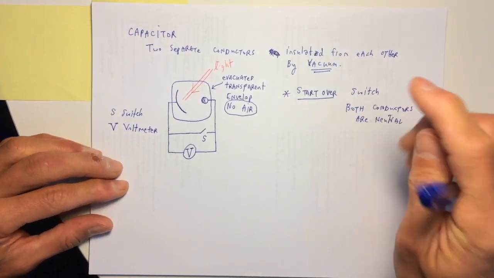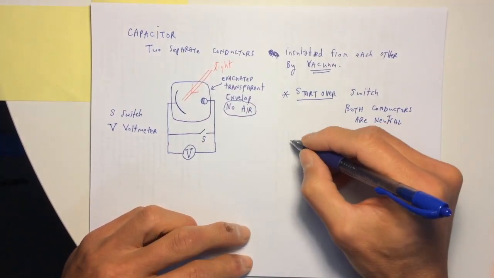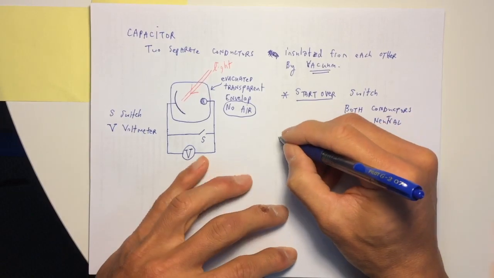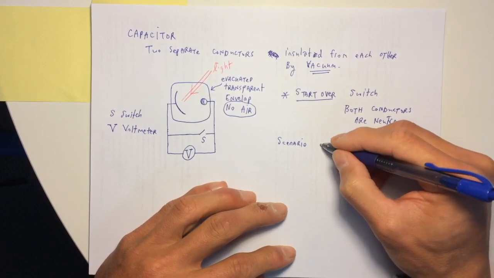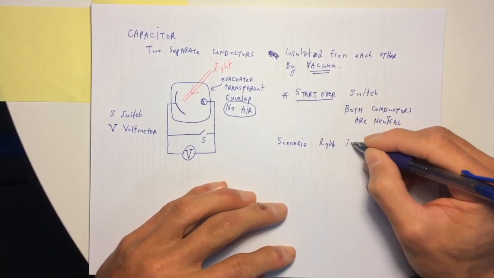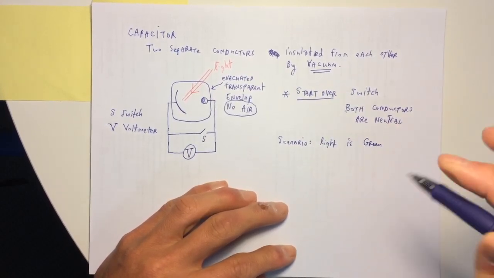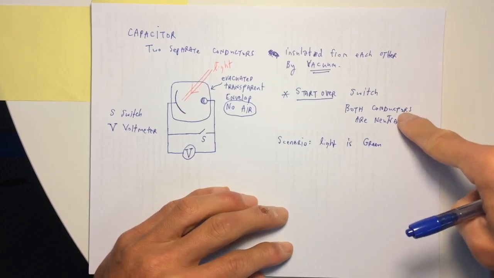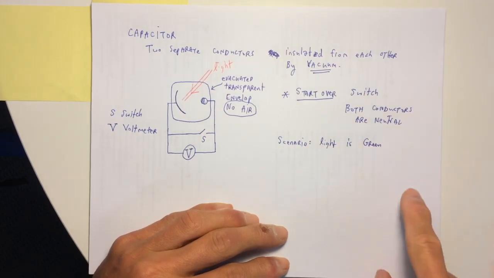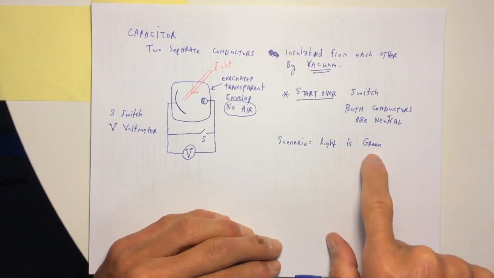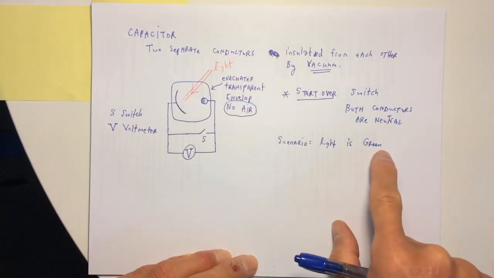Okay, so now if you let the switch up, though, in the presence of light, let me give you an example scenario. So here's the scenario. Let's say you choose the light to be green. So you press the switch, the conductors are neutral, you turn on a green light. I know that's red, but I don't have a green ink pen, but you imagine turning on a green light. So the green light is going on into here.